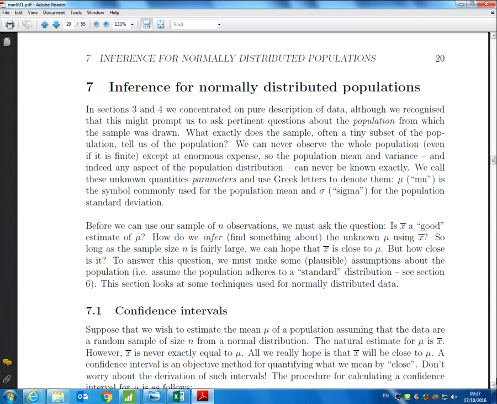Right, with that in mind, what I would like you to do is read these first 2 paragraphs of the notes on page 20. So you're just reading the first 2 paragraphs on page 20.